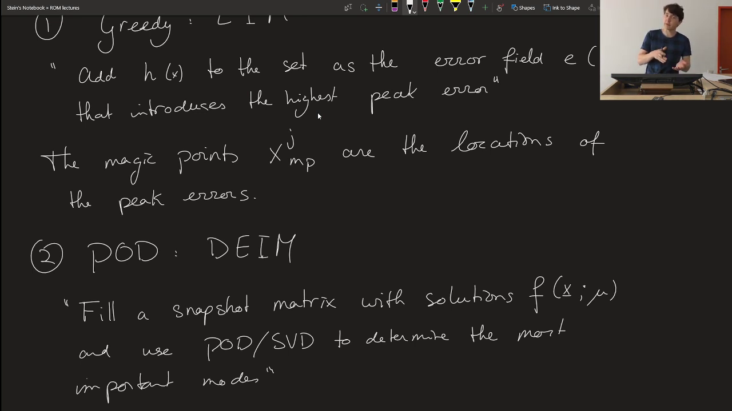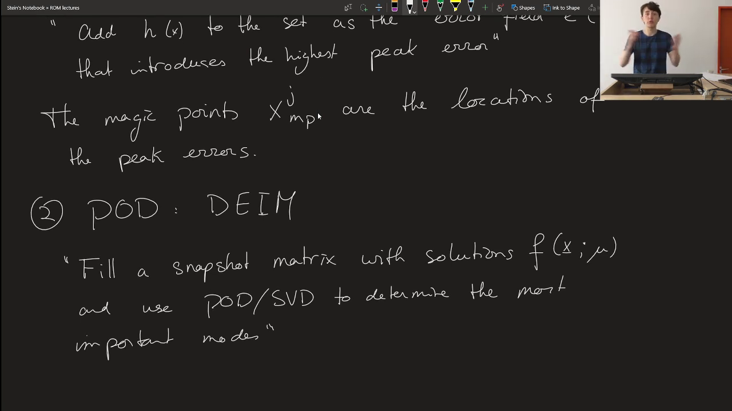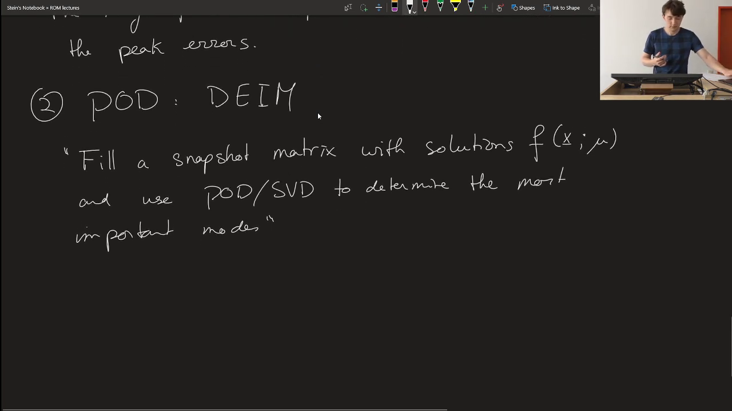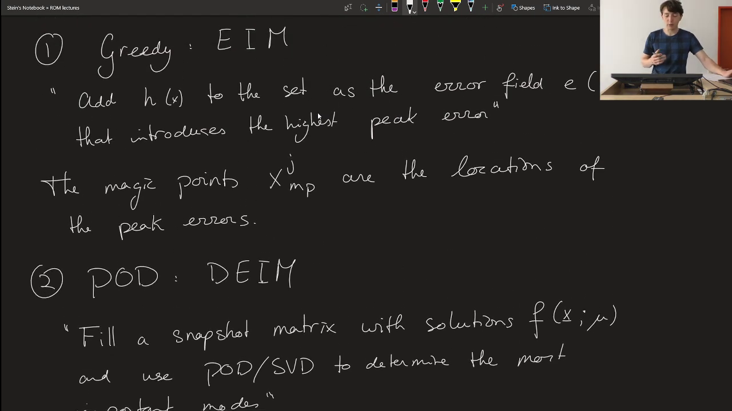And POD was different. POD is adding a whole bunch of possible solutions to a matrix and using linear algebra to find the most important contributions to the complete set, right? So in that sense, POD is able to give bases that in a more global sense are optimal for this problem. Yep. So the greedy is optimal for specific locations in a parameter set, and POD is trying to generalize that a little bit.